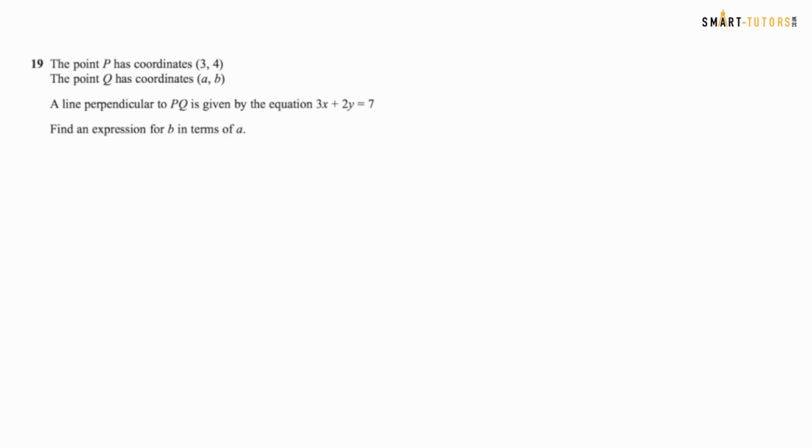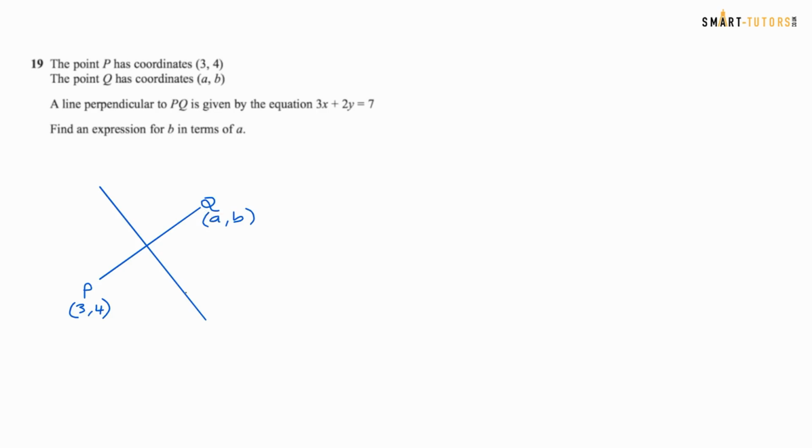Question number 19. The point P has coordinates 3, 4. The point Q has coordinates A, B. A line perpendicular to PQ is given by the equation 3x plus 2y equals 7. Find an expression for B in terms of A. So first of all, I need to do a rough sketch. So this is PQ, and a perpendicular line to PQ. So this is P, this is Q. P's coordinates are 3, 4, and Q's coordinates are A, B.